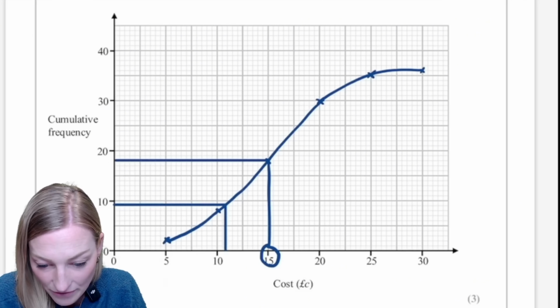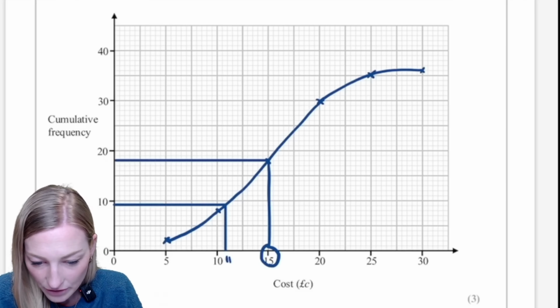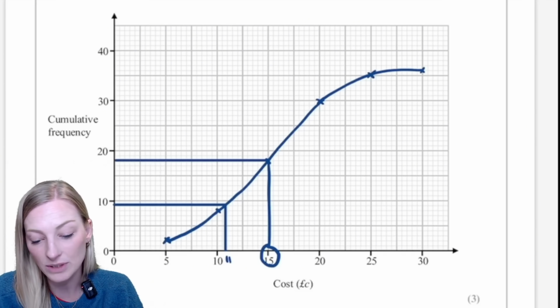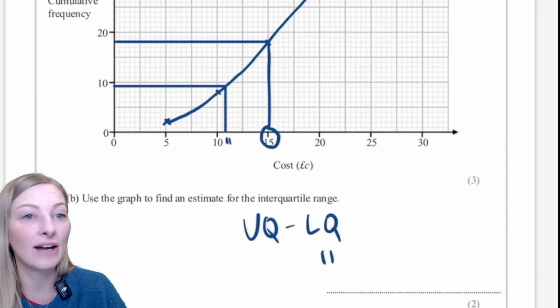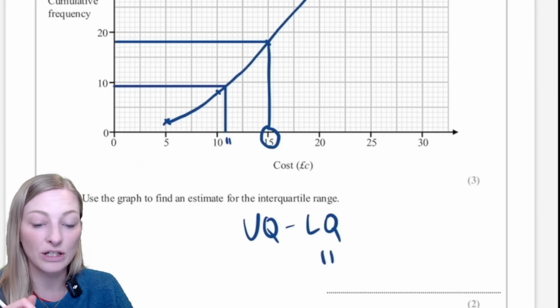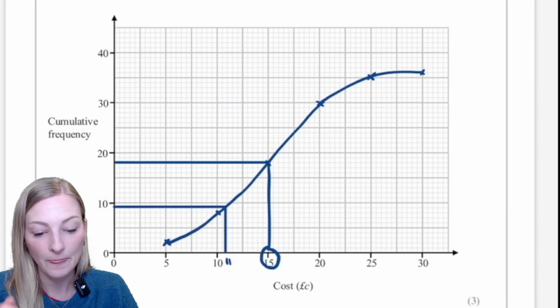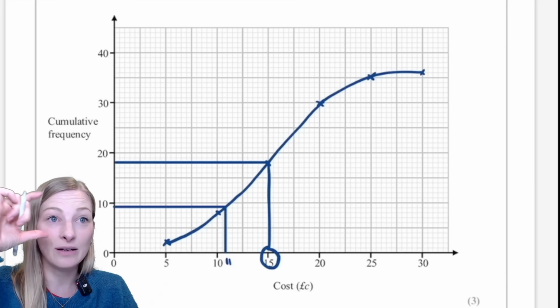Now be careful with the scale here. I'm going to put that as 11. 11, 12, 13, 14, 15. Yes, I'm going to say that's 11. So the lower quartile is 11. You might be slightly different, and that's okay. There will be a small range of answers available for this, as long as you've read across at the right value.